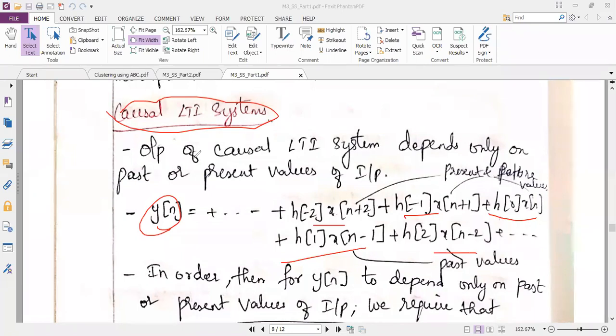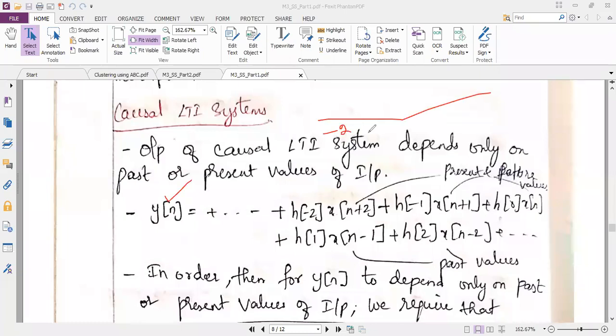So here, first let me define the causal system. You all know very well the causal system depends only on the past and present values of the input. This you know very well. Since it depends upon the past or present values of the input, based on this condition, I am going to eliminate some of the terms after expanding my y of n equation. In the previous memoryless systems topic, I took the scale from -2 to +2. So the same equation I'm going to repeat here.